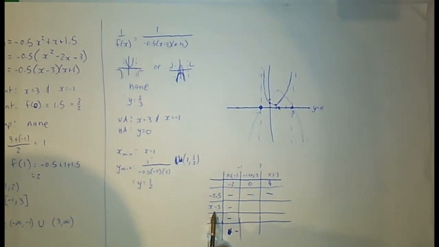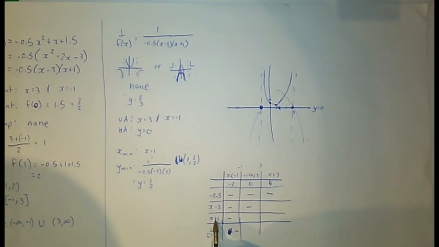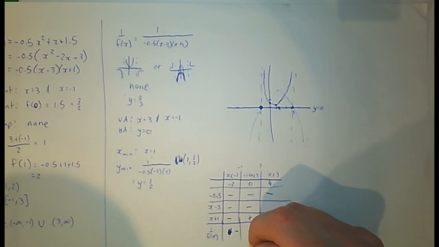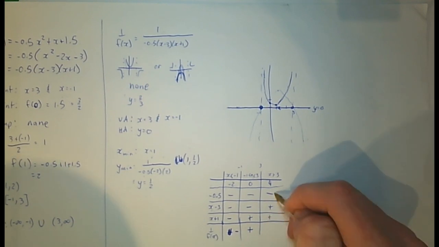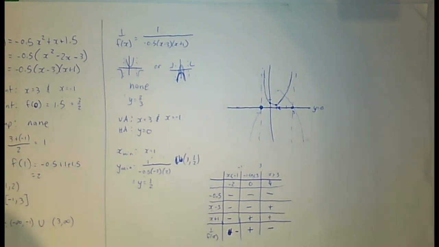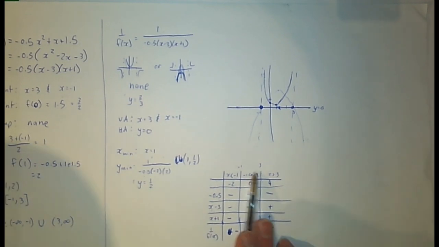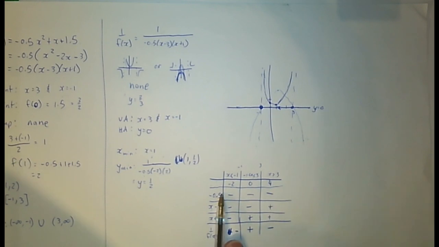Now 0 goes in here to make this negative. 0 goes in here to make that positive. So that overall is positive. And now 4 goes in here to make this positive, and in here to make this positive. So overall, this will be negative. So our interval of being positive is going to be this one here. Our intervals of being negative are going to be these two there.